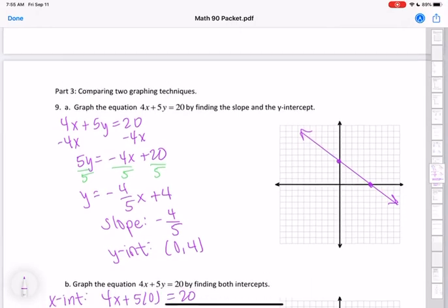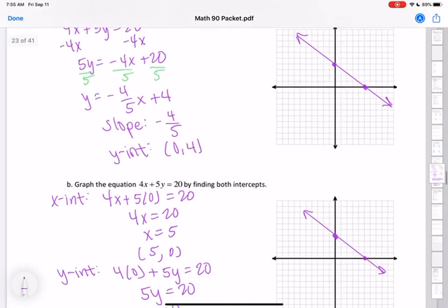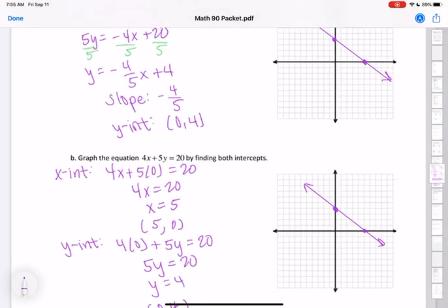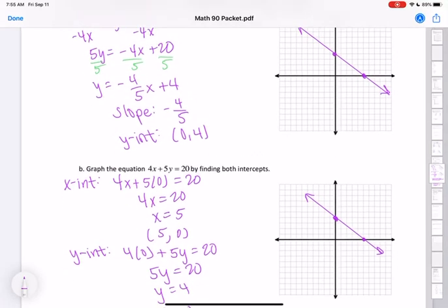For the second one, the both intercepts method, do we have the same picture, first of all? We do. It doesn't matter if your big dots ended up somewhere else. Just in the end, if your line is in the same area, then you're okay. So for the x-intercept, (5, 0), y-intercept, (0, 4). And then at the bottom, it says compare your graphs. So we just did that. We saw they're the same.